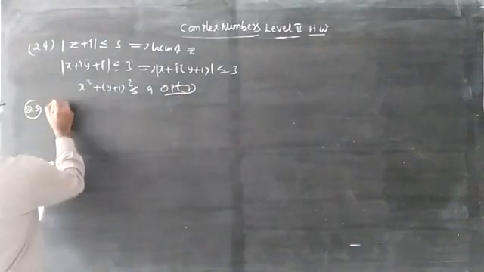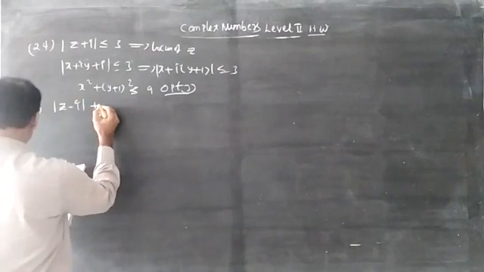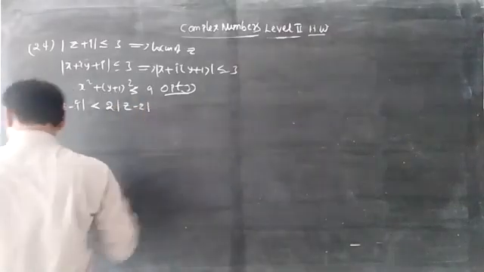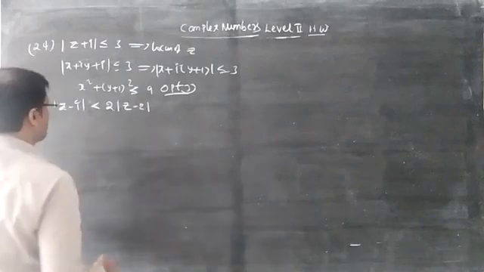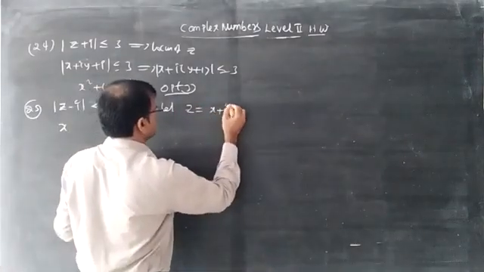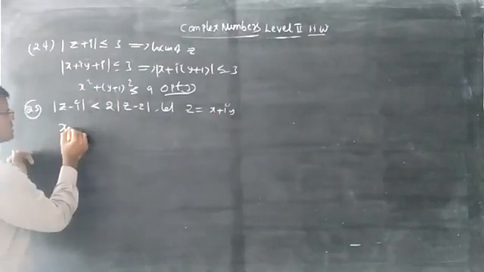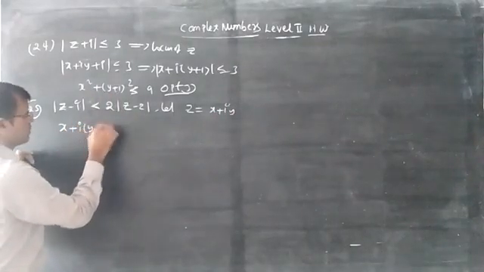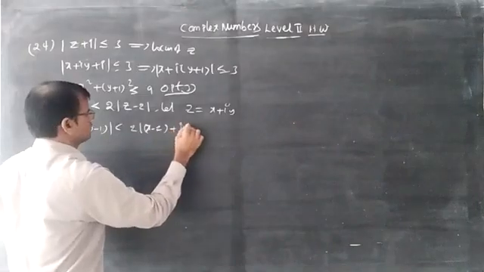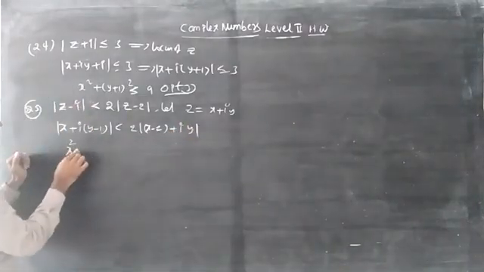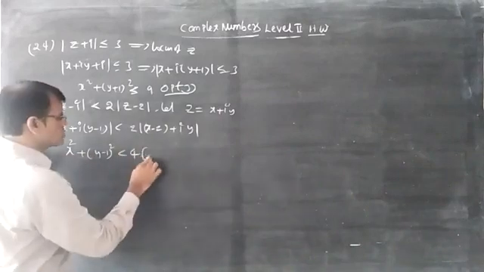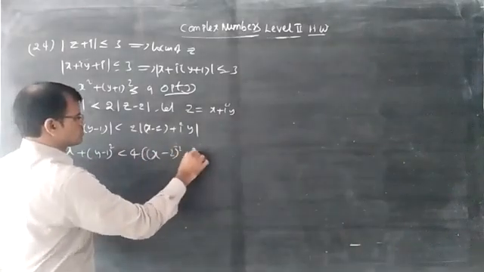25th question. Modulus of z minus i less than 2 into modulus of z minus 2. Then what is the locus of z? Completely we should expand it. Let z is equal to the locus point x plus iy. So x plus iy minus i, so modulus of x plus i into y minus 1 less than 2 into modulus of x minus 2 plus iy. By taking modulus and squaring, I am writing directly x square plus y minus 1 whole square less than this is x minus 2 whole square plus y square.